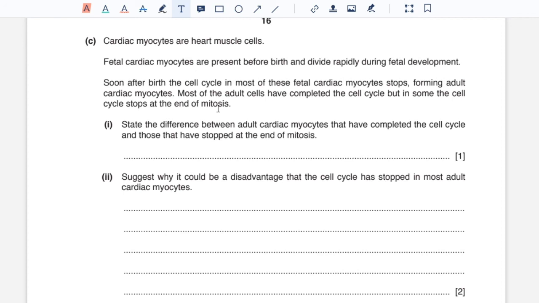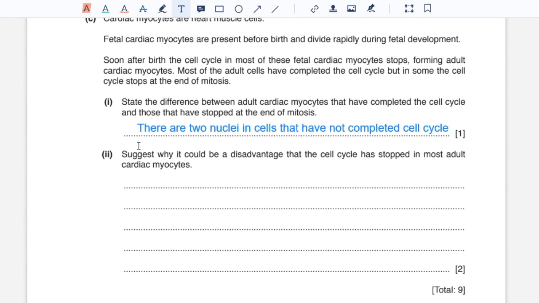1. State the difference between adult cardiac myocytes that have completed the cell cycle and those that have stopped at the end of mitosis. So if the cell cycle has been completed, the two daughter cells would be completely normal. Whereas if the cell cycle has not been completed and it stops right after mitosis, that means the cell has two nuclei, since the cell has not divided to form two daughter cells.